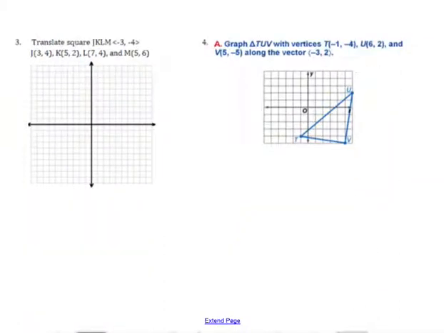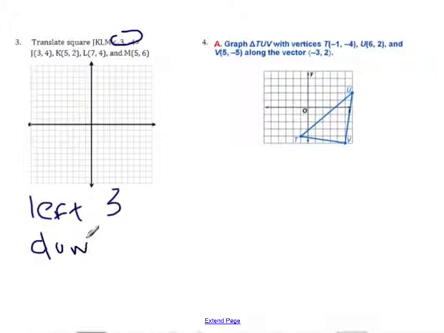So we want to translate the square, and it gives us this vector right here. So all that means is that we're going left 3, or adding that negative 3, and down 4. That's what that vector is telling us, okay? So first let's start off by plotting those points.